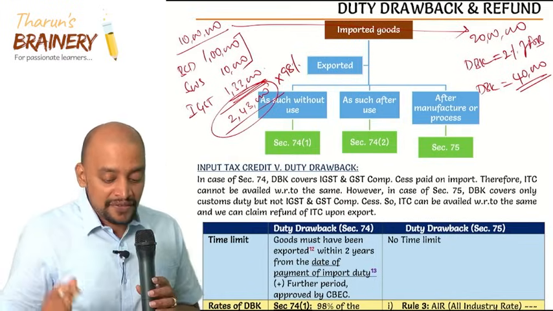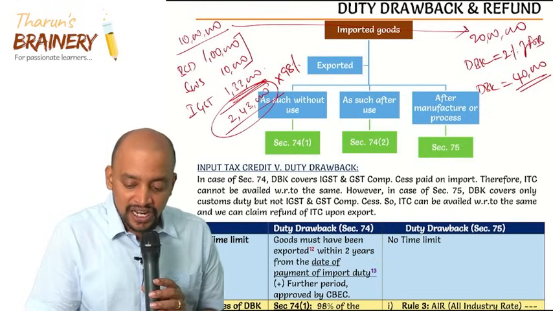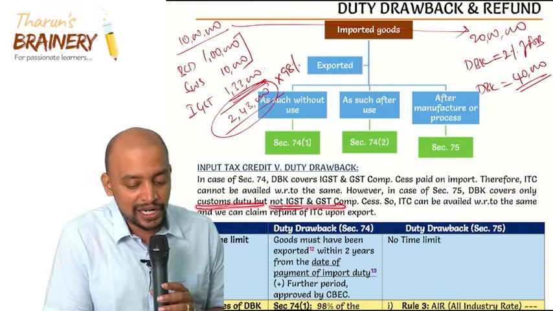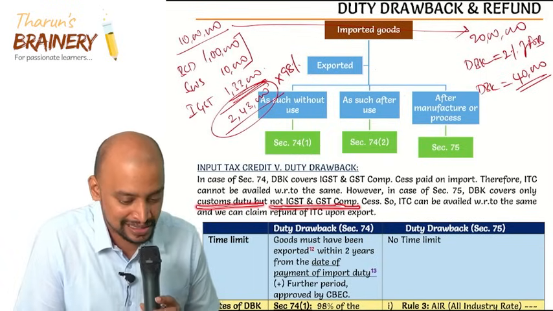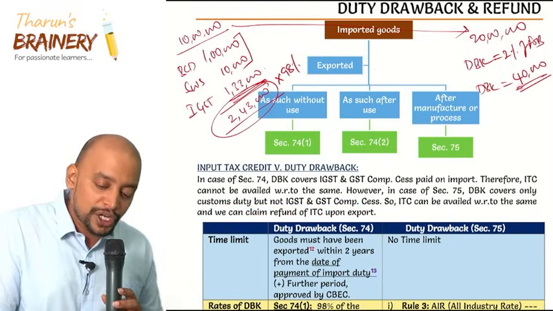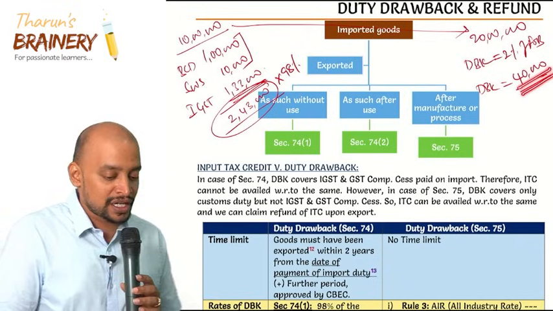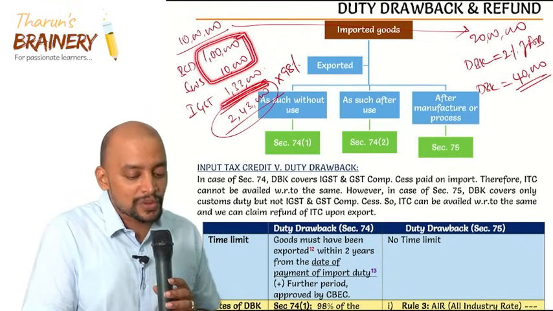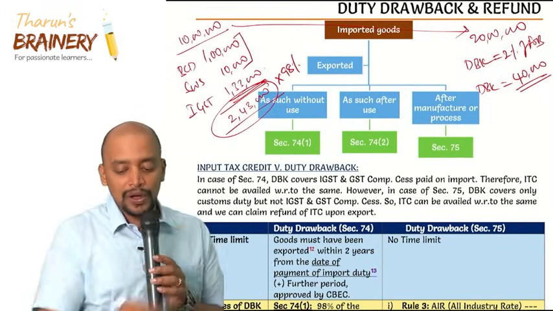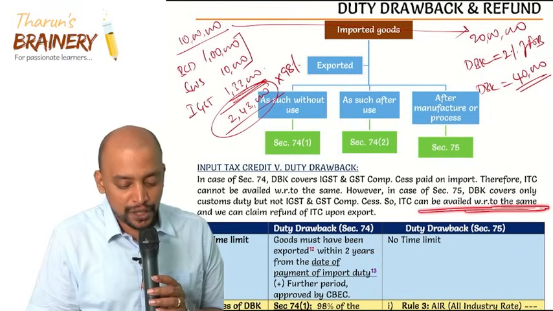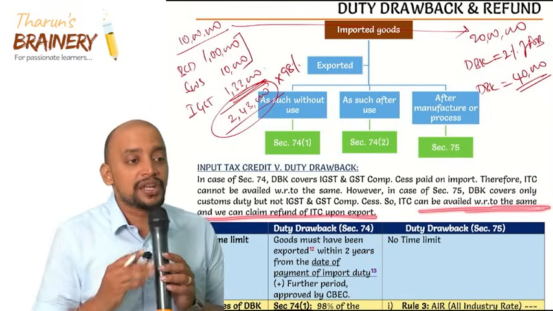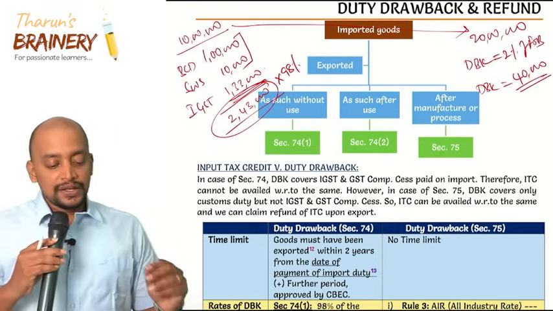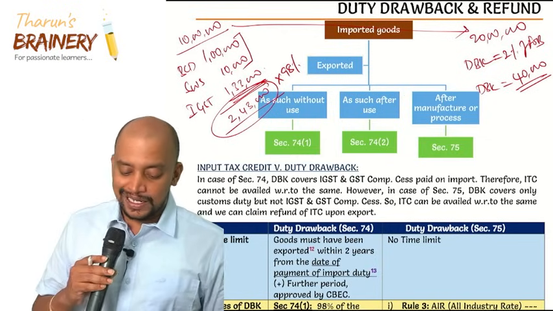Is it clear? Whereas in case of 75, duty drawback covers only customs duty but not IGST and GST compensation cess, which means whatever duty drawback you get here, 40,000, is just to cover this 1,10,000 but not this 1,33,000. So ITC can be availed with respect to the same, and we can even claim the refund of ITC upon export. Understood? So this is a key point which will be tested in the exam.